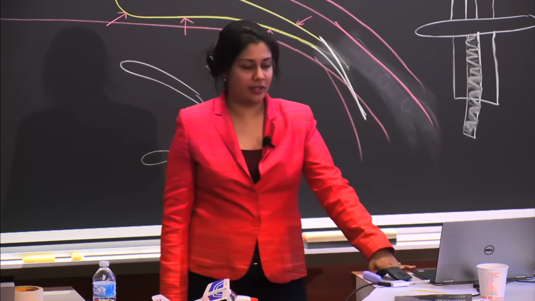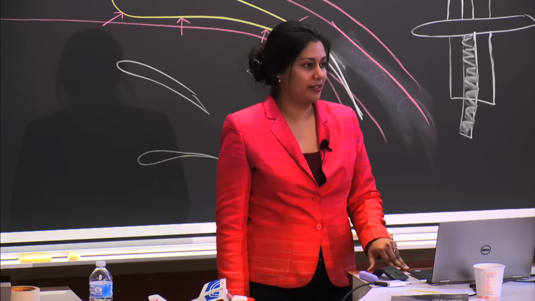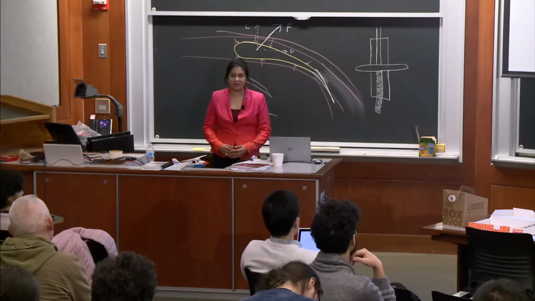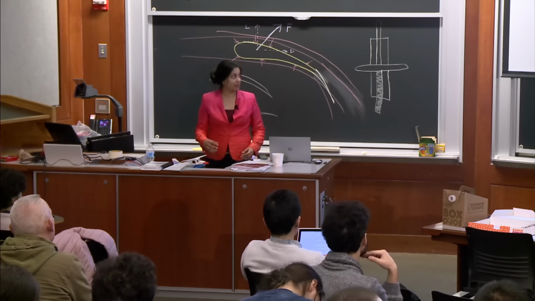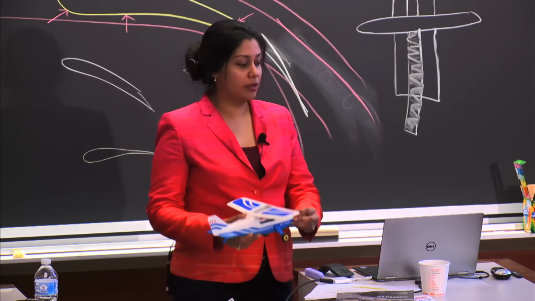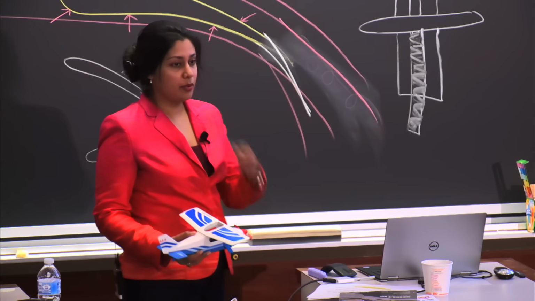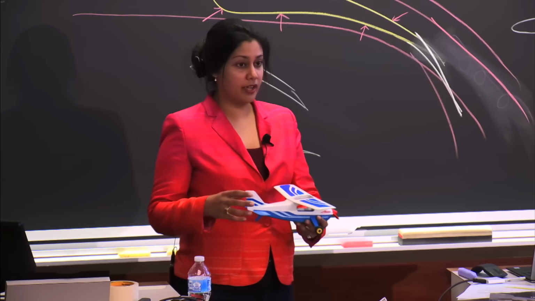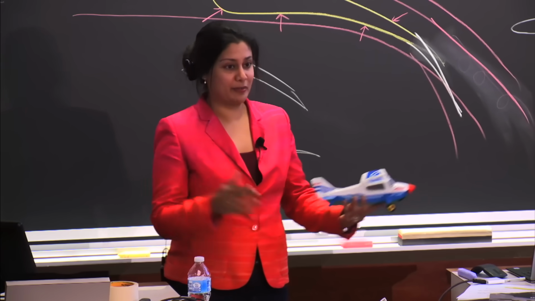Okay, ground effect. Does anyone know what ground effect is? Only a couple of you. All right. So let's talk about it a little bit. Basically, when you're very close to the ground, within one wingspan of the ground, some of the airflow going on with your airplane is blocked by the ground. And so your induced drag decreases. Now, with the induced drag decreasing, your airplane can become airborne at a lower speed than it's supposed to. So what you might notice is that when you're on the runway taking off, this is probably the first part of your flight.